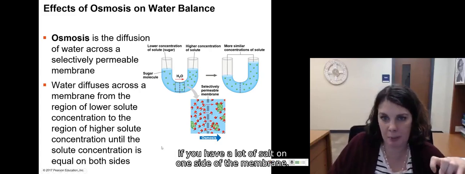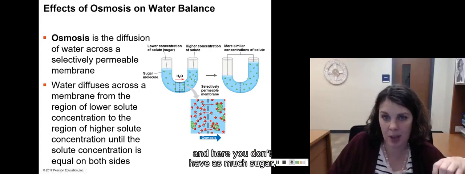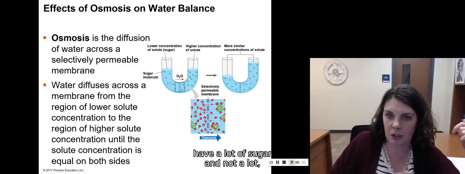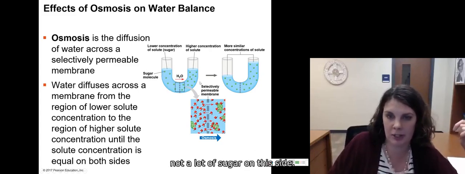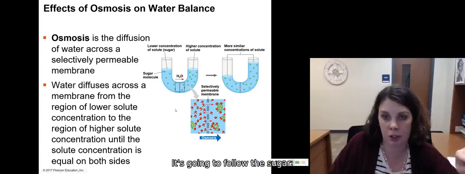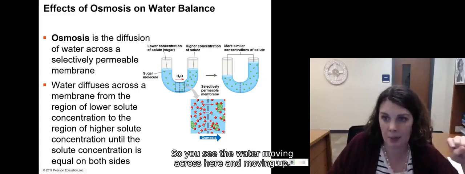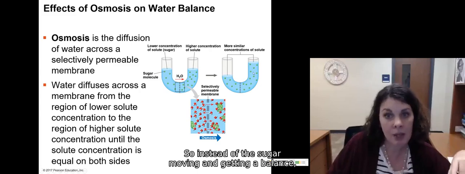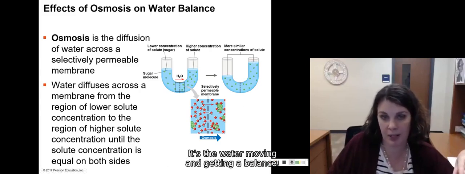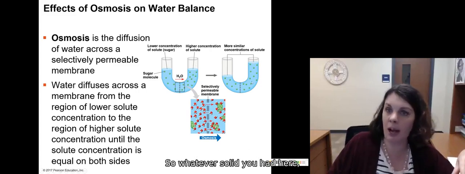So if you have a lot of salt on one side of the membrane, so here you have a lot of salt, and here you don't have as much, or sugar, whatever solute. Here you have a lot of sugar and not a lot of sugar on this side. So water is going to move to where the sugar is. It's going to follow the sugar. So if there's more sugar here, it's going to move that way. So you see the water moving across here and moving up. So instead of the sugar moving and getting a balance, it's the water moving and getting a balance.